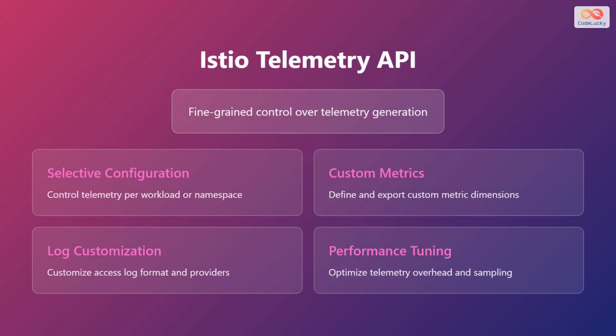The Istio Telemetry API provides fine-grained control over telemetry generation in your service mesh. This modern API offers several powerful capabilities. Selective configuration allows you to control telemetry settings per workload or namespace, giving you flexibility to optimize observability for different parts of your application. You can define and export custom metric dimensions to track business-specific data points that matter to your organization. Log customization enables you to tailor access log format and choose which providers receive your logs.